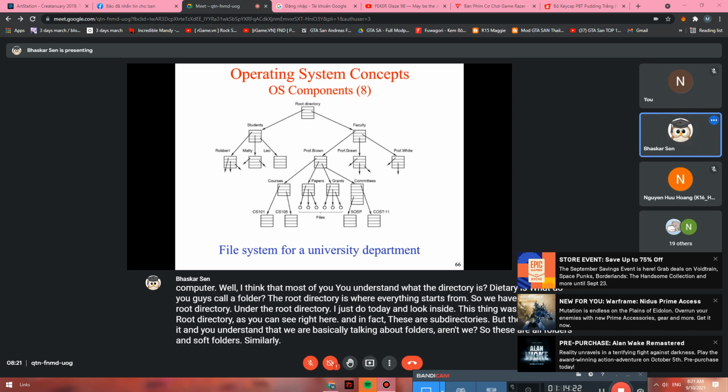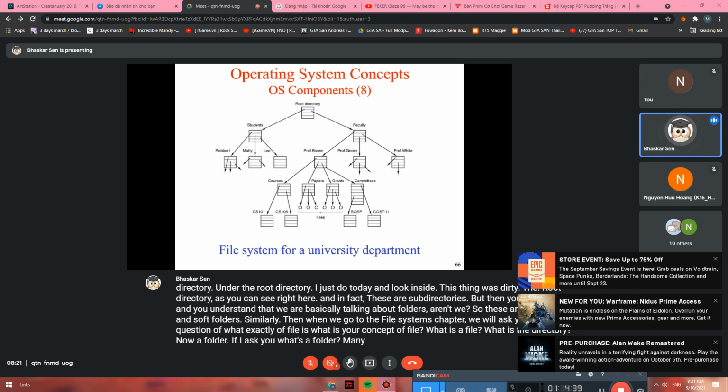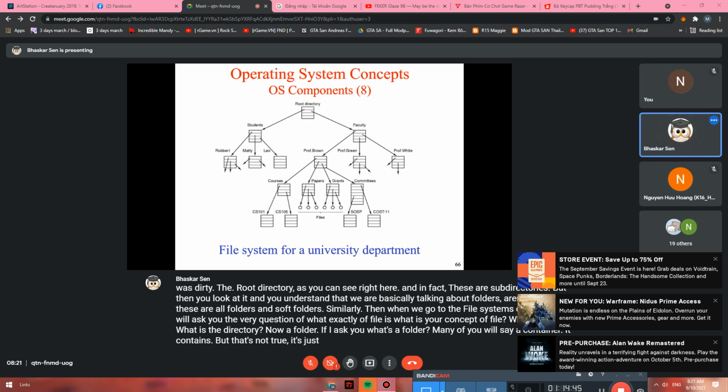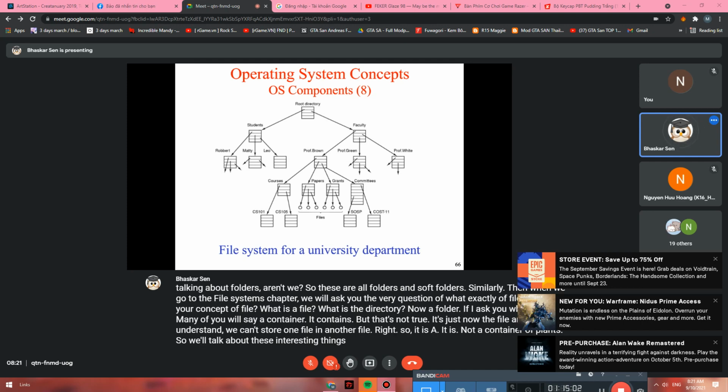Similarly, when we go to the file systems chapter, we will ask the very question of what exactly a file is. What is your concept of a file? What is a directory? If I ask you what a folder is, many of you will say, well, it's a container. It contains some files. But that's not true. It's just another file. And we understand we can't store one file in another file. Right. So it is not a container of files. We'll talk about these interesting things later. And what is a file?